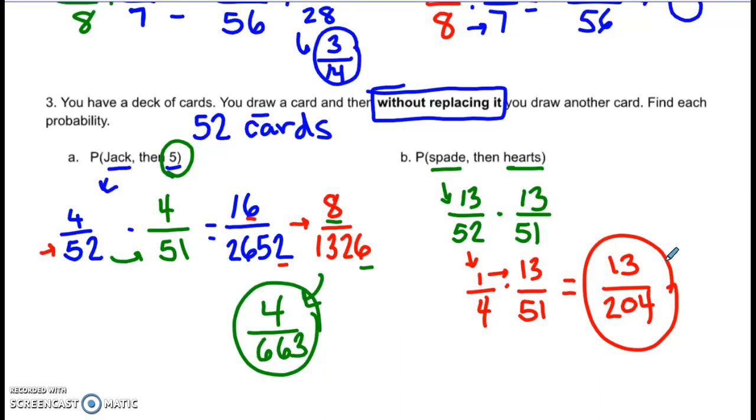Hopefully you saw the pattern. Just every time you do the second event, that denominator just gets decreased by 1 because you're not putting in that other card or whatever you were pulling out of a bag, whatever scenario is talking about.